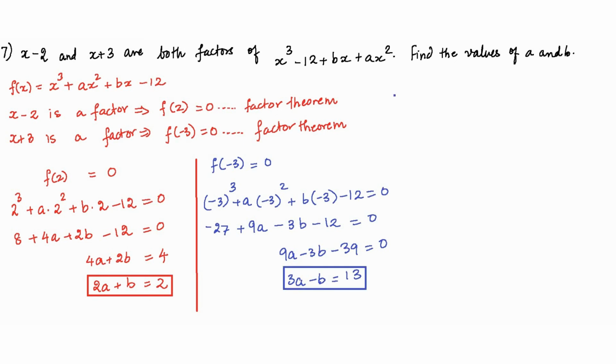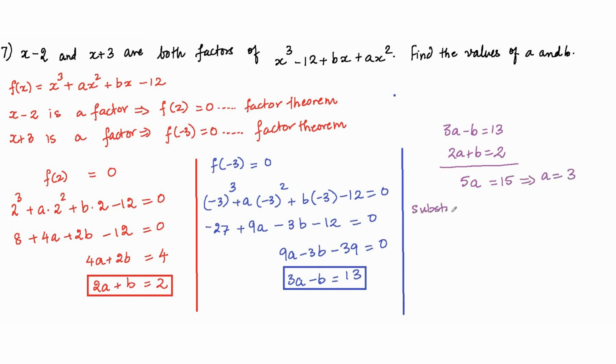I know that I can solve for a and b using simultaneous equations. So let's write both the equations. The two equations that we have are 3a minus b is equal to 13 and 2a plus b is equal to 2. If I add the two equations, I get 5a is equal to 15, which means a is equal to 3. Now let's substitute a as 3. Let's mark these equations 1 and 2.